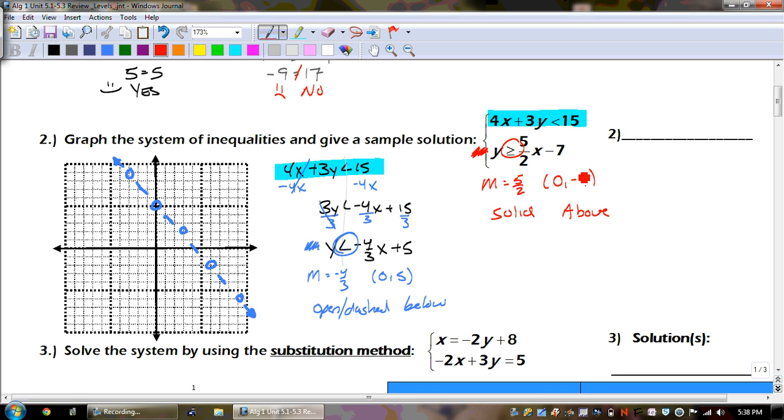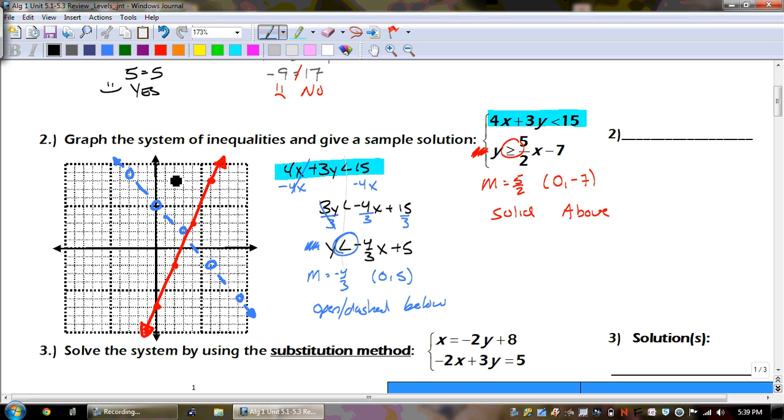At -7, that's where we start. We're going to go up 5 over 2: 1, 2, 3, 4, 5 over 2. Again, 1, 2, 3, 4, 5 over 2. And then we're going to take our ruler and draw that. Line up those points, make sure your line is nice and straight, and add your arrows.